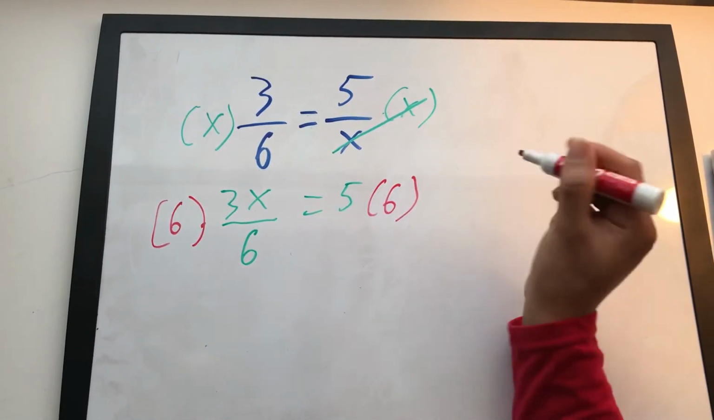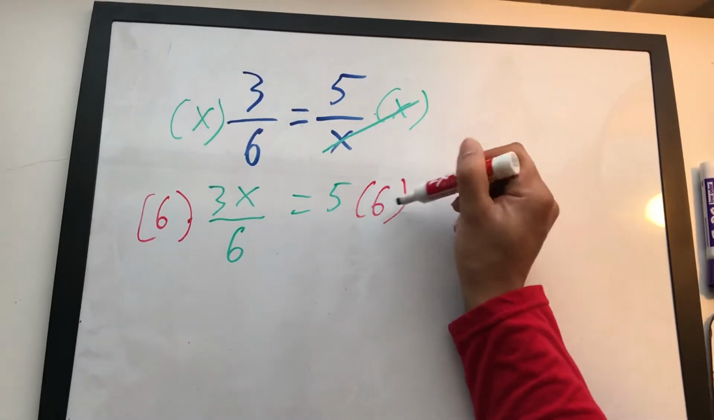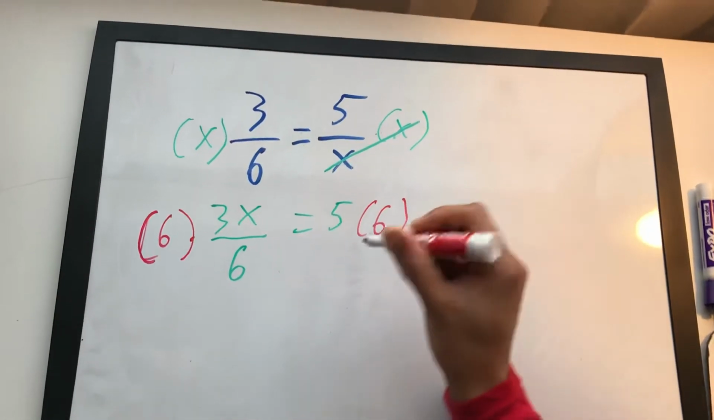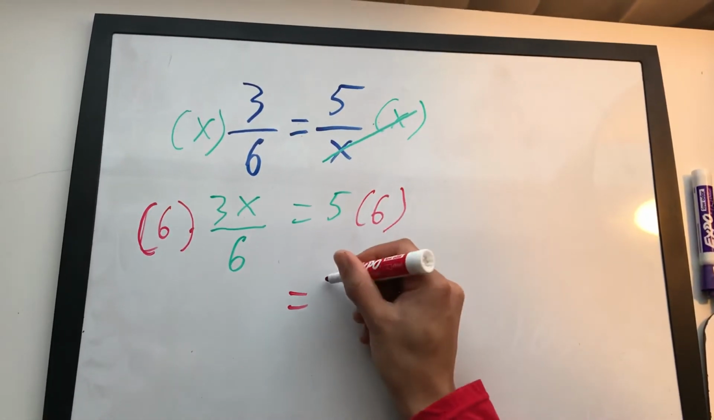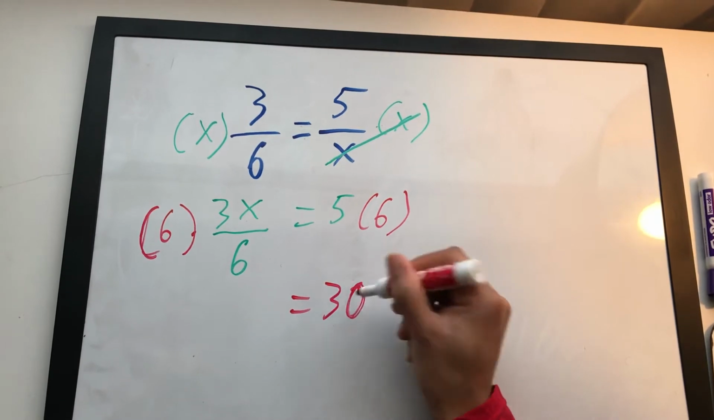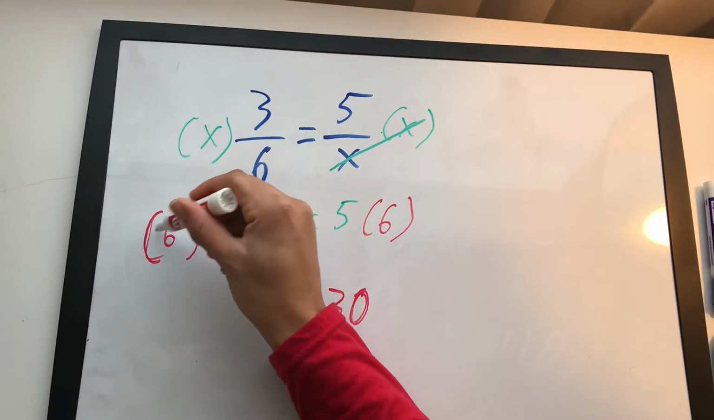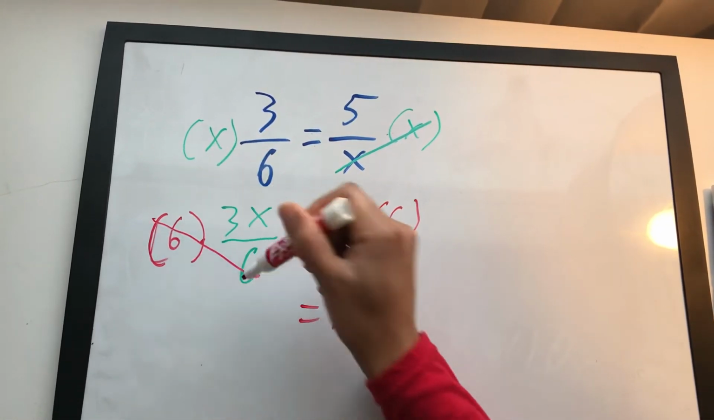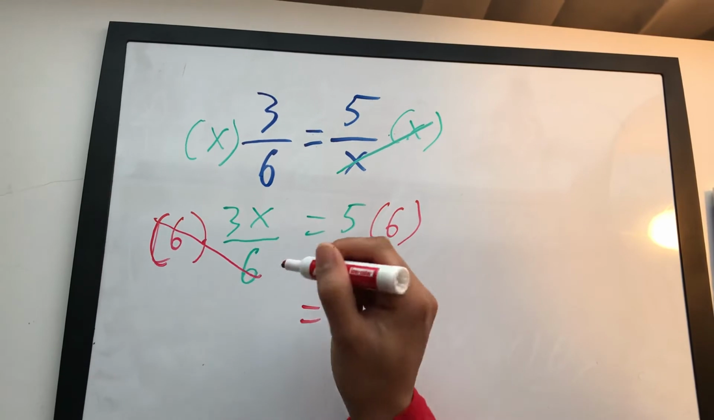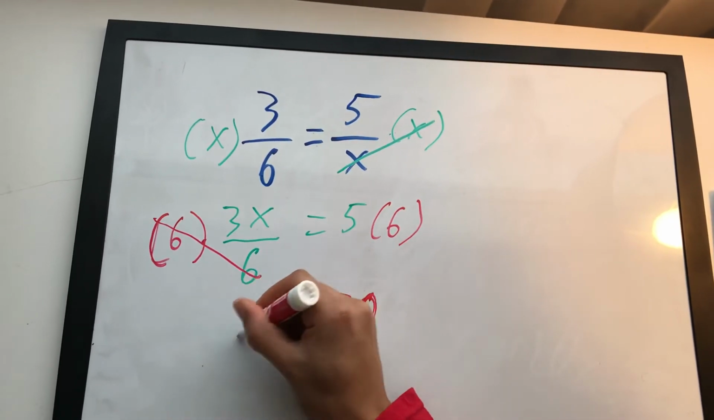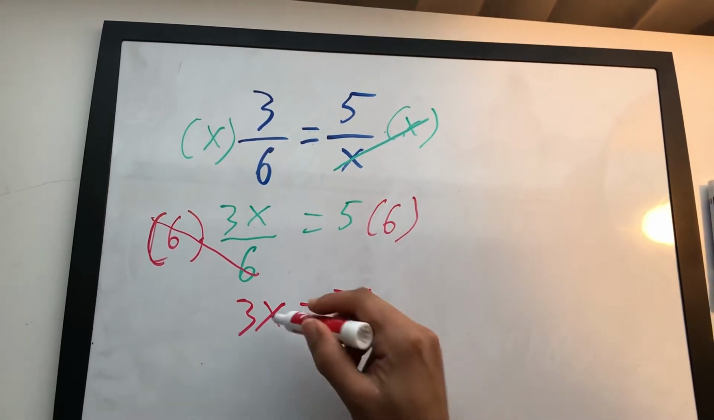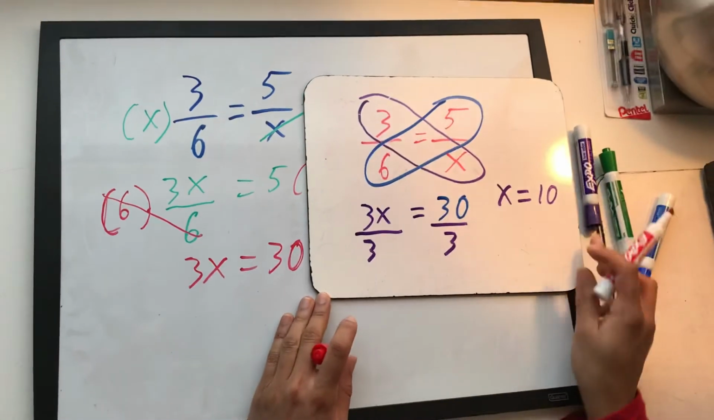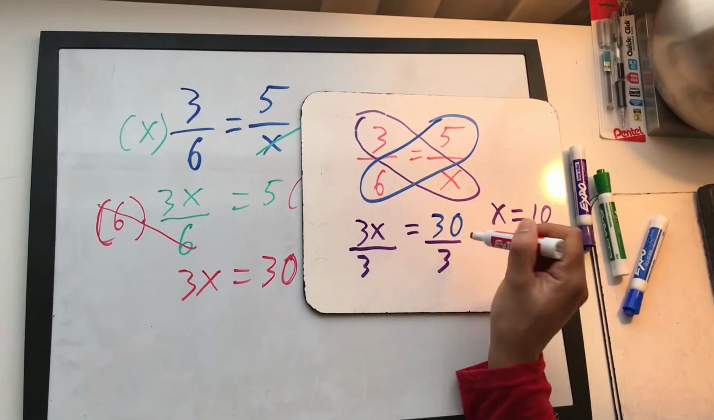So multiplying both sides by 6. Remember, when I put a parentheses next to a number, it means that I'm multiplying those two numbers together. 5 times 6 is equal to 30 on my right side. And if I'm multiplying by 6 on the left, and then I'm dividing by 6 also on the left, that's going to equal 1. So that's going to cancel out, and I'm left with 3x on the left side. And now look, we have 3x equals 30, which is exactly what we had when we cross multiplied.